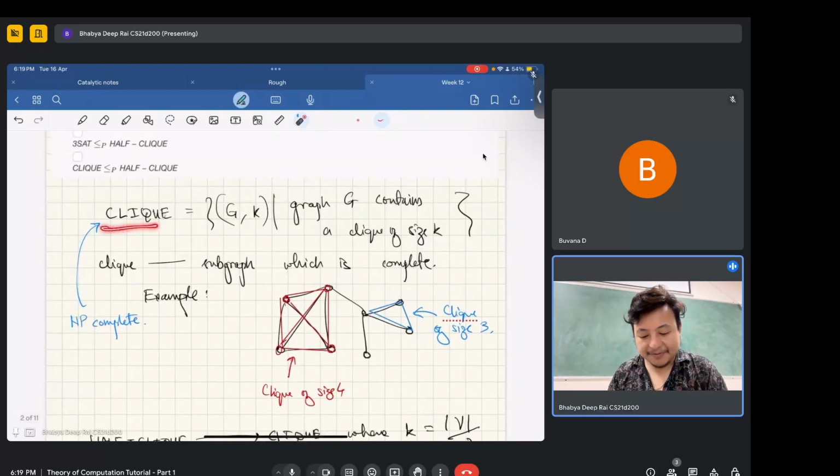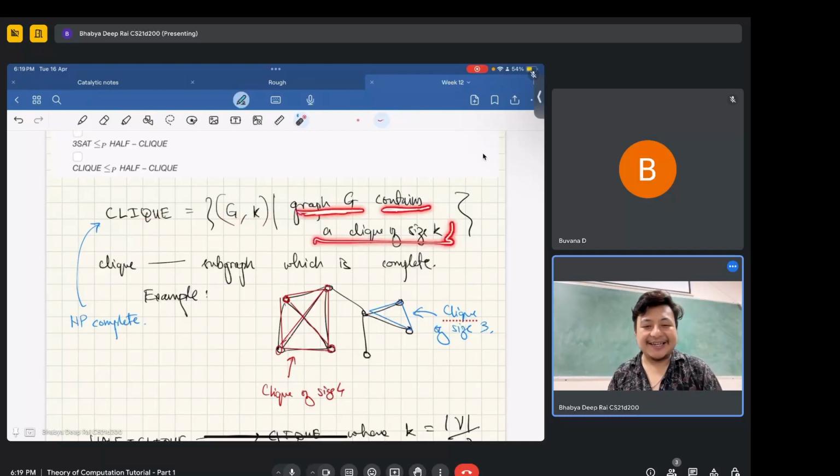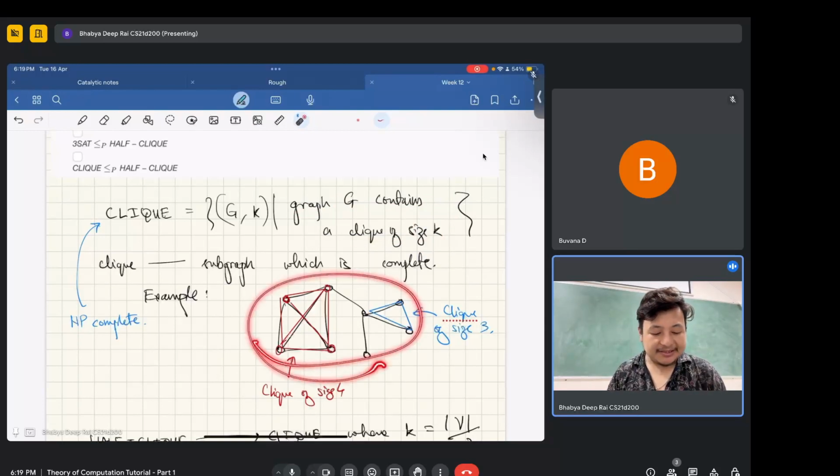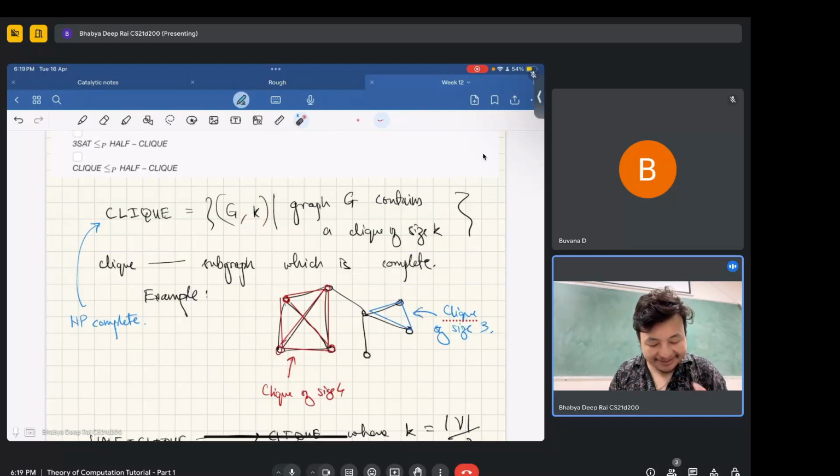So what is the click problem? The click problem is: given a graph and a number k, I need to check whether the graph contains a click of size k or not. For example, if this is the graph given to us and k is 4, then my output will be yes, it contains a click of size 4. But if k was 5 and this was my input, then I would say no, because I don't see a click of size 5 here. The click problem is an incredibly hard problem. It is NP complete. You might have seen in the lectures that click is very hard.